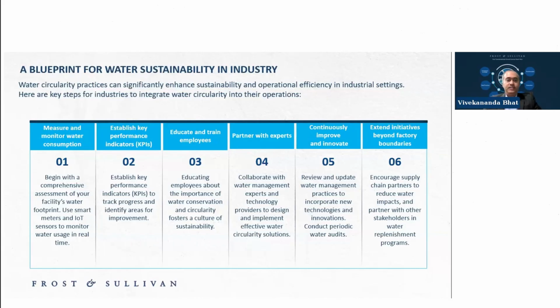After the measurement, the next step is establishing the key performance indicators, or KPIs. The KPIs are very important. For example, you have specific water consumption in the case of process water, and in the case of domestic water, you have KPIs like water consumption per person, per employee, per annum. Then for recycle and reuse, you measure it as a percentage of total water consumption, that is, what is the quantum of water which is recycled and reused. So these KPIs are important.